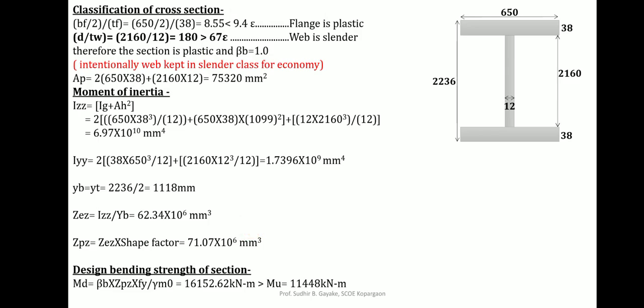Now this value is to be multiplied with stress Fy and beta B factor 1.0 in order to get the design bending strength of cross section. That design bending strength of cross section we are getting almost now 16,152. The capacity of your section to take bending moment is 16,152 kilonewton meter, and the girder is subjected to only a moment of 11,448. Therefore it is safe. The first criteria is satisfied according to the cross section.